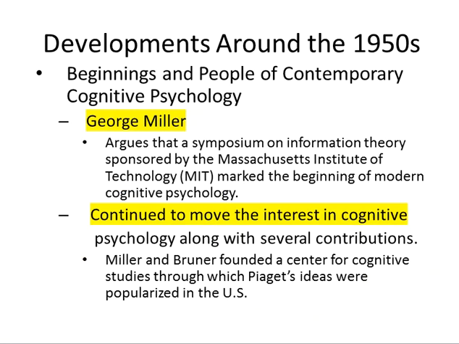Beginnings and people of contemporary cognitive psychology. We have George Miller, who argues that a symposium on information theory sponsored by MIT marked the beginning of modern cognitive psychology. He continued to move the interest in cognitive psychology along with several contributions. Miller and Bruner founded the Center for Cognitive Studies, through which Piaget's ideas were popularized in the United States.